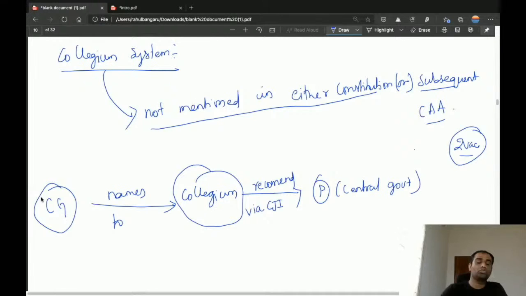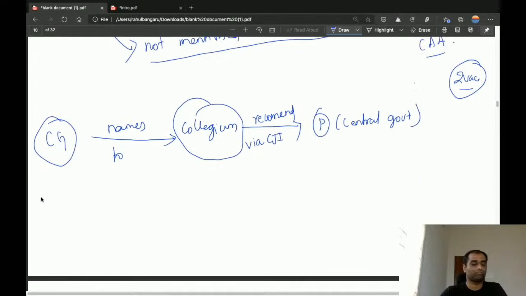Now this collegium, after extensive consultation among themselves, will scrutinize all these candidates to see whether they are fit to become Supreme Court judges, and they will look at their past history, past cases, all these things. Based on their consultative process, they will recommend names to the President via the Chief Justice of India. Is it clear? So that's how the collegium operates.